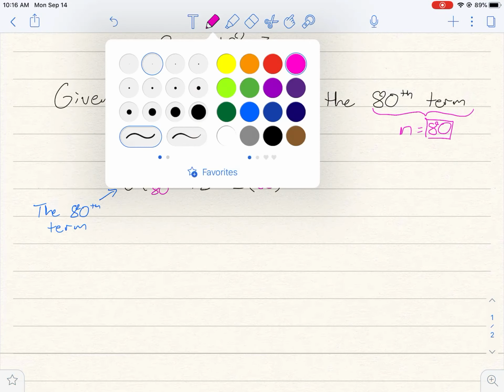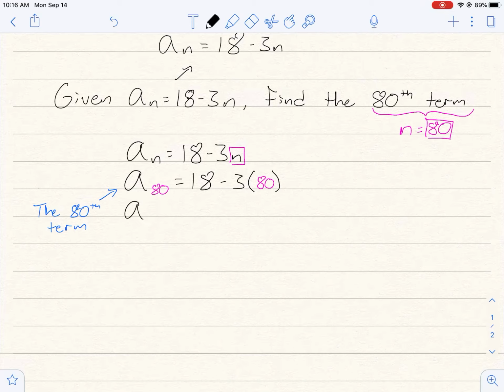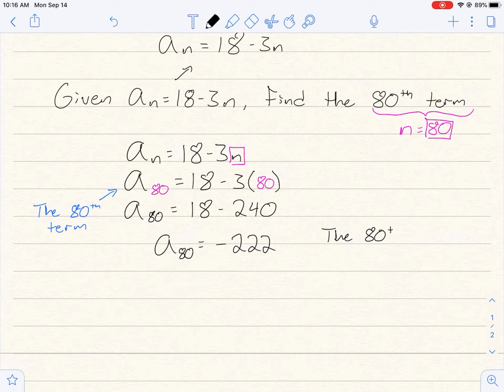And then I just have to evaluate. So a sub 80 is equal to 18 minus 3 times 80, which is 240. And then 18 minus 240, we get negative 222. So the 80th term is negative 222.